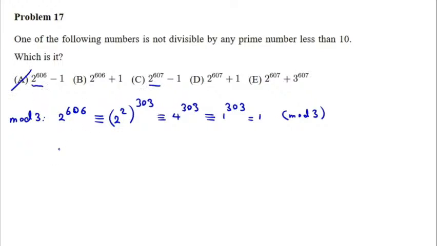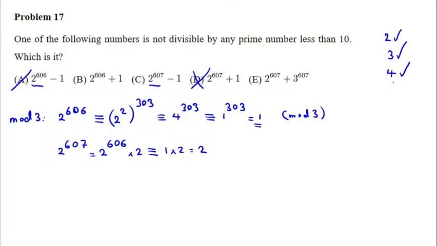And 2 to the power of 607 is equal to 2 to the power of 606 times 2. Mod 3, because that is 1, it will be 1 times 2, which is 2. So 2 to the 607 plus 1 is bad, because it will be a multiple of 3. And all other choices are not multiples of 3. So we checked 2, they are not multiples of 2. We checked 3, they are not multiples of 3. We should check that when they are not multiples of 2, they are also not multiples of 4.